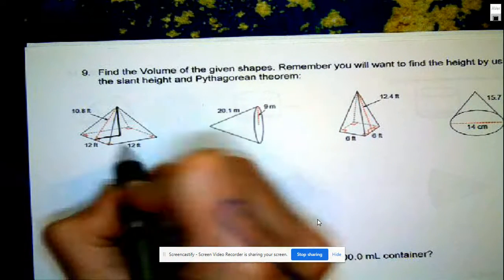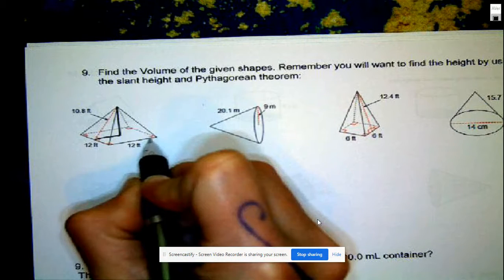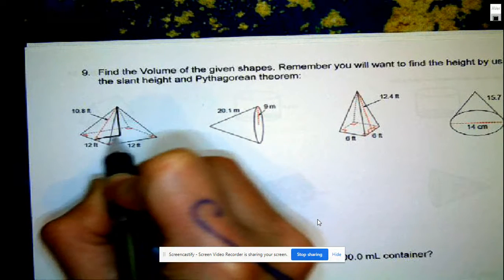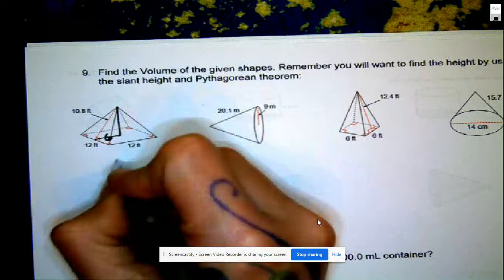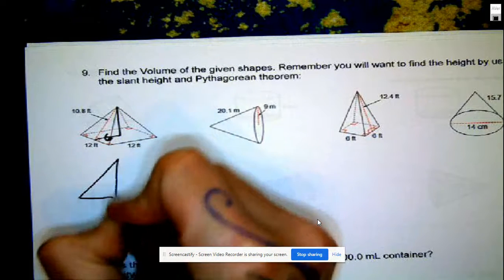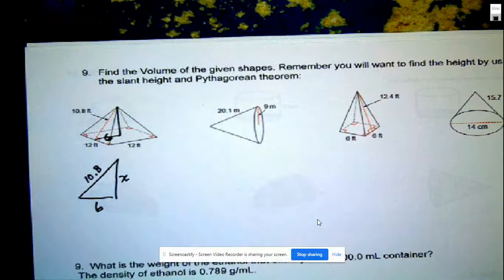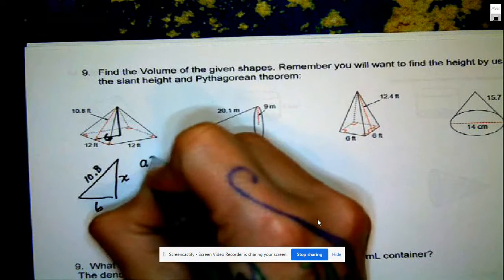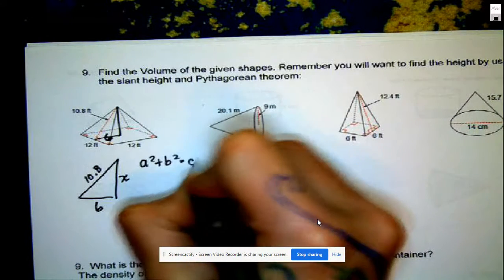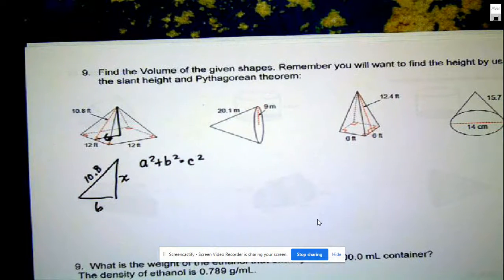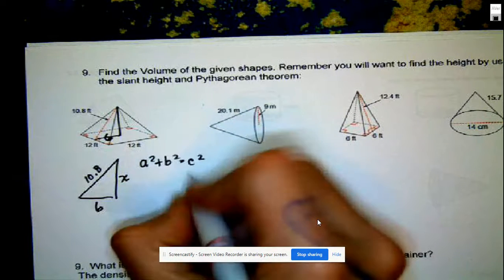So if this side of this square pyramid is 12, then halfway through, this would be 6. And we're pulling out a right triangle. So the bottom is 6, the hypotenuse is 10.8, and we need to know what the other leg is. And this is where you're going to use a squared plus b squared equals c squared, Pythagorean theorem. Remember, c is going to always be the hypotenuse.